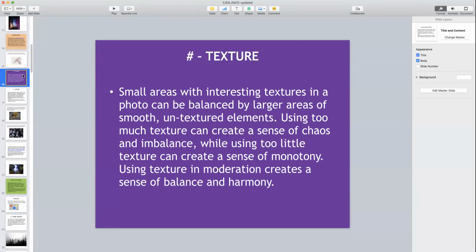जैसा मैंने पहले बताया, if you look at the thermocol texture and if you look at the texture of a tree, there's a hell of a lot of difference. So sometimes if there is a heavy texture, it can be balanced by a smooth texture. Using too much texture can create a sense of chaos and imbalance, while using too little texture can create a sense of monotony. Monotony in the sense, जैसे wall है, this is a plain wall, there is nothing interesting about it. But if you wanted to make it more interesting, we can use rollers and create an interesting texture to it. Using texture in moderation creates a sense of balance and harmony. जैसे मैंने बताया कि if there is a heavy texture, we can balance it with a lighter one.